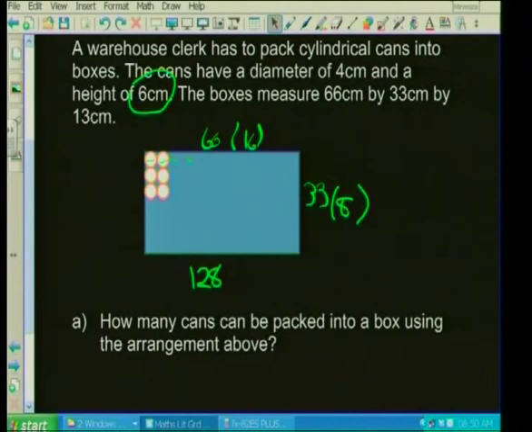So that means I can actually double this arrangement. I've got 128 on the first layer, but I can have another layer, so we can multiply that by 2, and that answer gives us 256 cans that can be packed into a box that is given by those dimensions. All right, well, that's the arrangement for those cans.